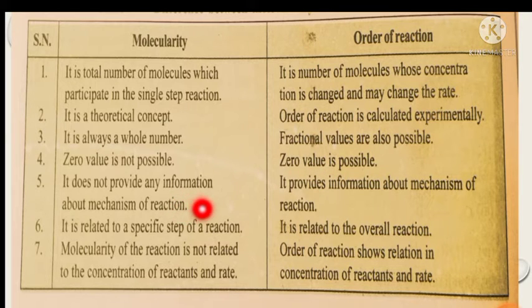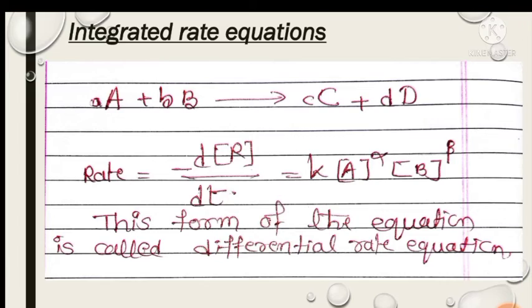Molecularity does not provide any information about the mechanism of the reaction, but order of reaction provides information about the mechanism of the reaction. Molecularity is related to a specific step of the reaction. Order is related to the overall reaction. Molecularity is not related to the concentration of reactants and rate. It's just information about the total number of molecules. But in case of order of reaction, it shows a relation between concentration of reactants and rate.